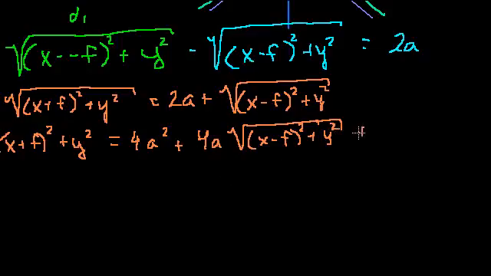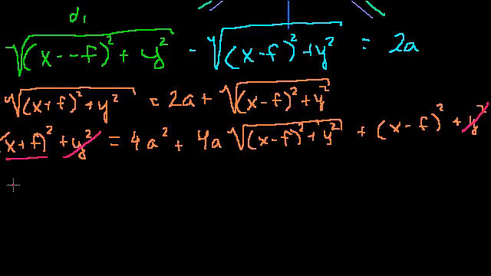And this is just multiplying a binomial. So that's equal to, you just get rid of the radical sign. That's equal to x minus f squared plus y squared. And already it looks like there's some cancellation that we can do. There's a y squared on both sides of this equation, so let's cancel those out. Subtract y squared from both sides of the equation. And let's multiply this term out.